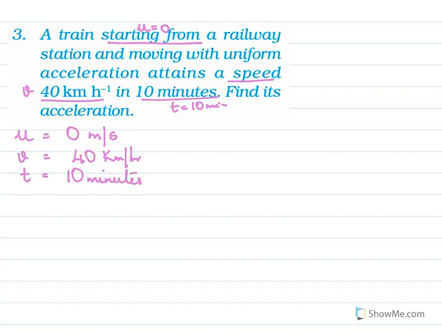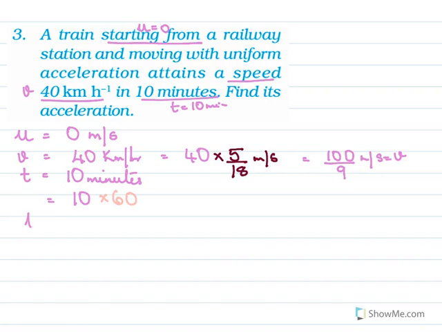Let us make everything in the proper unit first. For V, I will do 40 and multiply it by 5 by 18 to make it meter per second. After I work this out and cancel, you will get 100 by 9 meter per second. So we take this value of V, 100 by 9. Now for time, we have to change it into seconds, which means we multiply it by 60. So time will be 600 seconds.